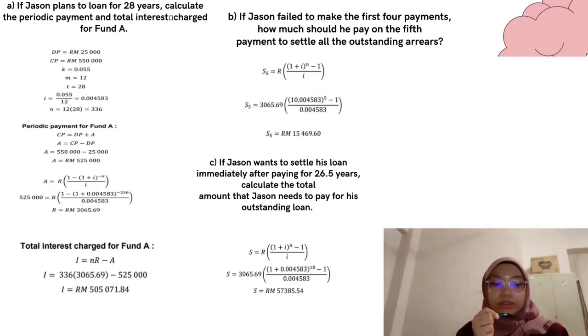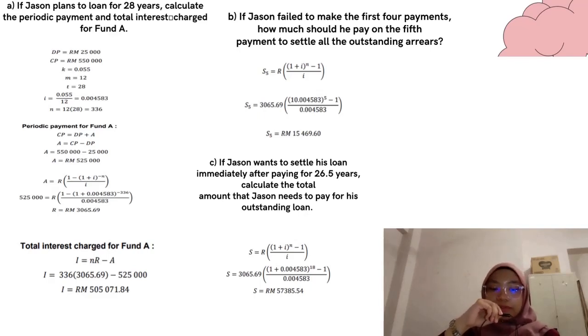Substitute all the information given into the formula, which gives us 550,000 minus 25,000, and the final answer is A equals RM525,000. Next, we need to use the formula A equals R, open bracket, 1 minus open bracket, 1 plus i, close the bracket, power of negative n, divide by i, and close the bracket.